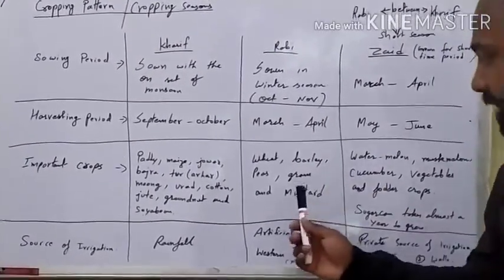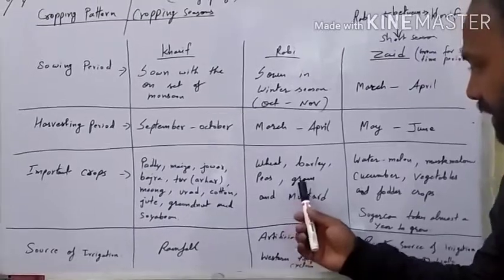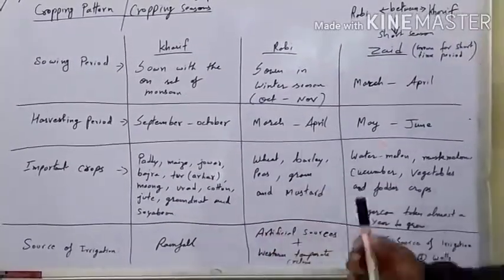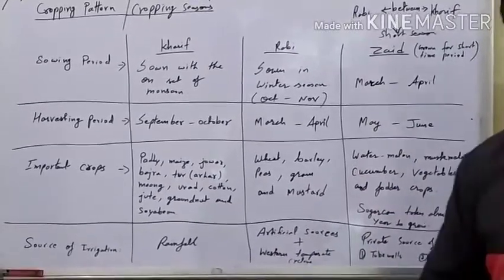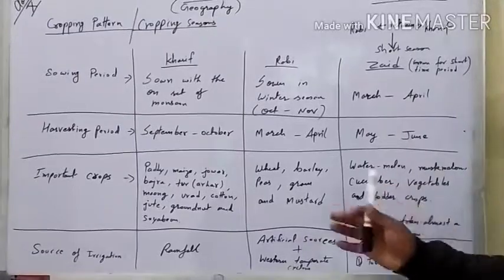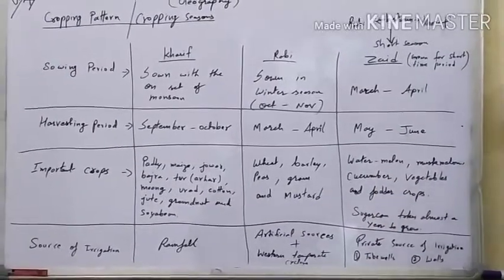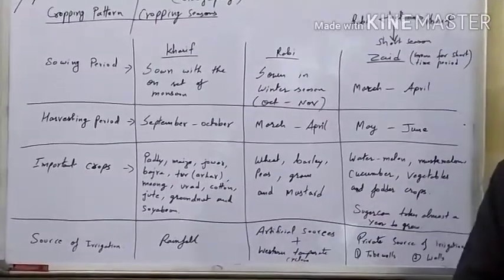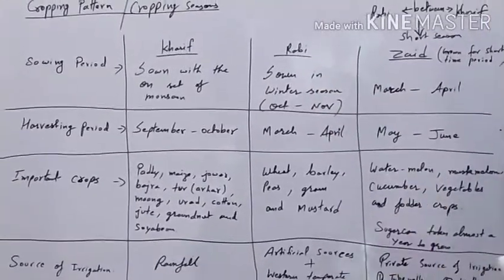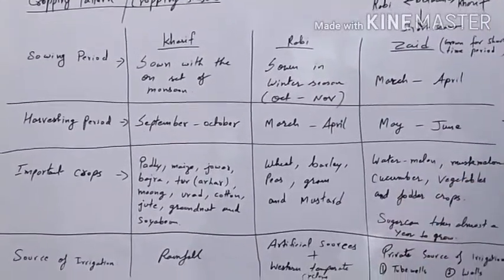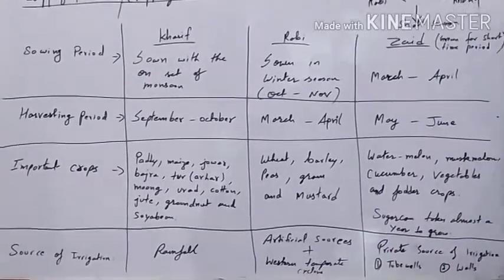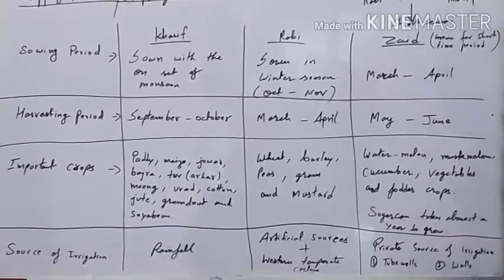Now why do we regard crops like gram, mustard, barley, peas and wheat as Rabi crops? Because they require very less water. That is why they are considered winter crops, or we also call them Rabi crops. I am using the words Rabi season and Rabi crop together. So you remember that it is a winter crop and it is sown in the winter season. Remember this. Don't get confused.